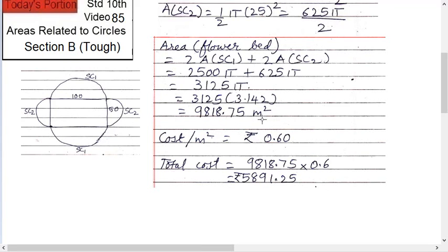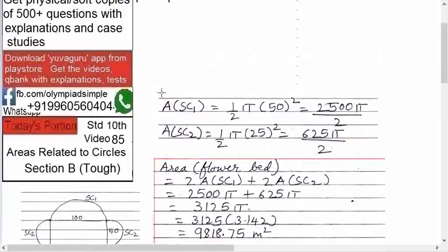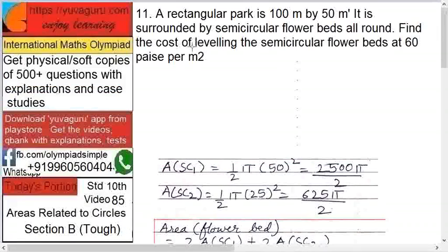9818.75 square meters. Now cost is what, 0.6 per square meter. So what we have, 9818.75. So multiply it. So you will get 5891.25 rupees. That is the total cost of that bedding, cost of leveling.